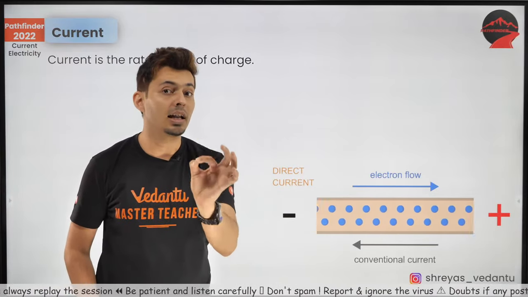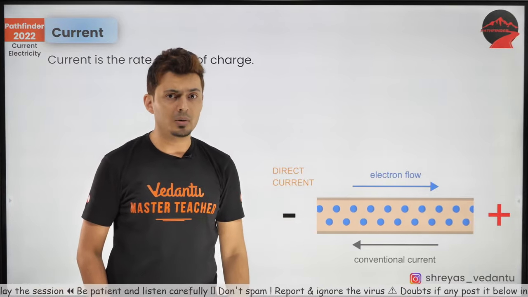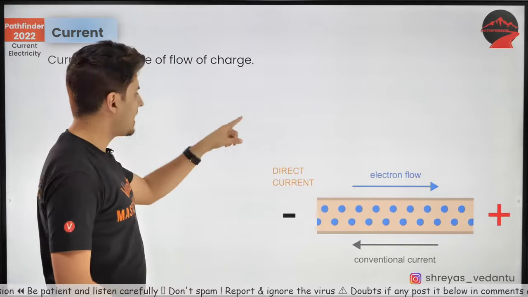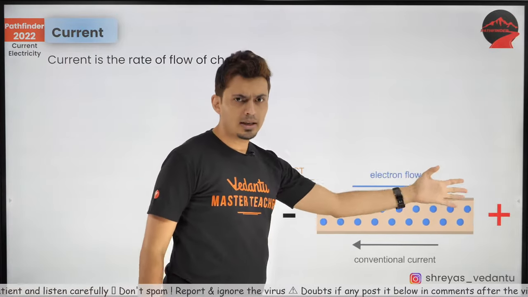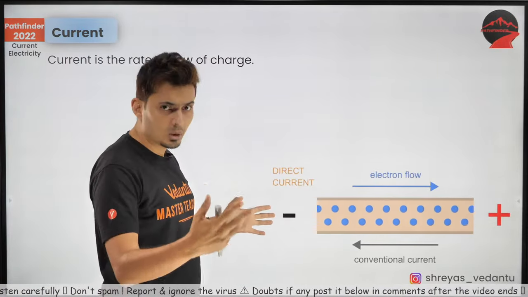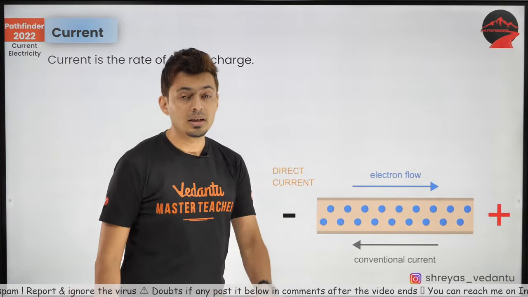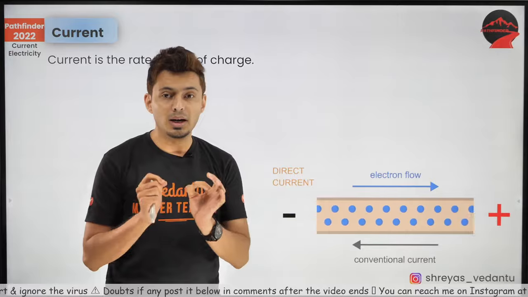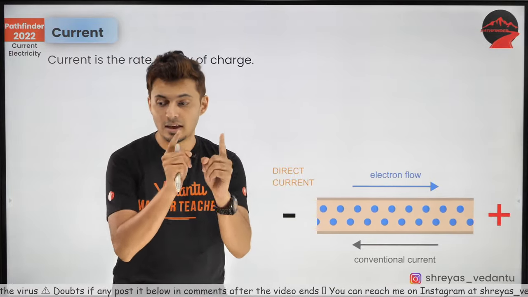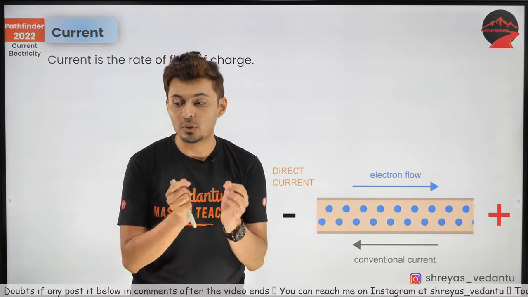Tell me one thing. Is current a vector quantity or a scalar quantity? Well, current has a direction. If electrons are going there, positive charges are going here equivalently, that means current is going here. But it is not a vector quantity in spite of having a direction. It is still a scalar quantity. A lot of people get confused over here.